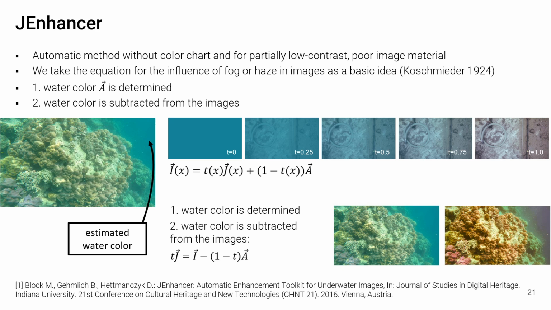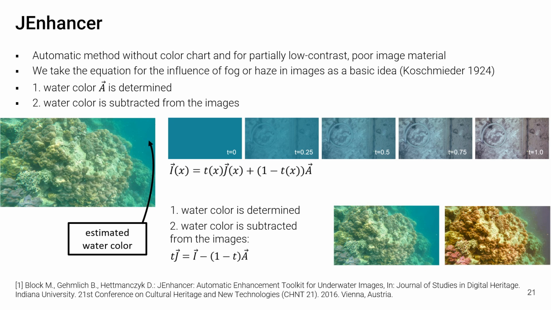The image on the left represents the watercolor A, which we obtain with T equals 0. The image on the right is the image J without haze or fog influences. In between, we see the slow transition between the 2 representations as a function of T.